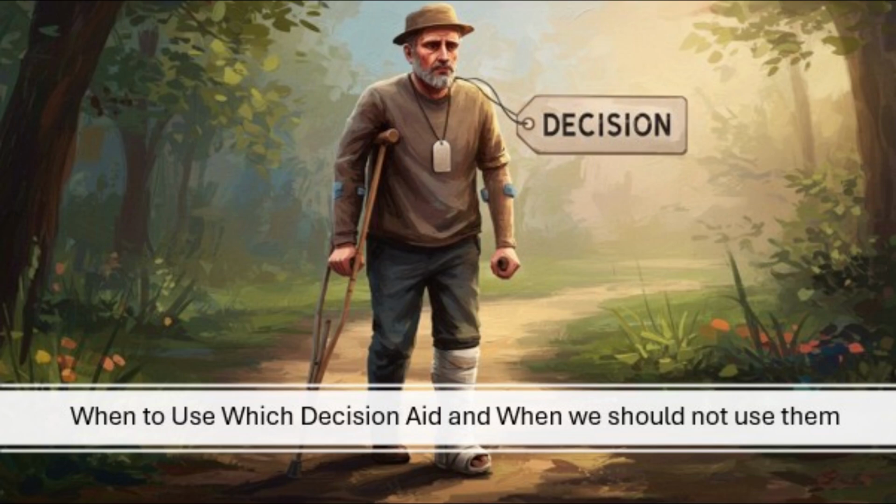When to use which decision aid and when we should not use them. Clinical decision aids for syncope are most appropriately used in adult patients presenting to the emergency department with syncope after a thorough initial evaluation, history, physical exam, and ECG when the cause remains unclear. They can also be used to reassure clinicians and assist in shared decision-making when considering safe discharge for low to moderate risk patients. The suggestions below are not medical advice, but one possible approach.